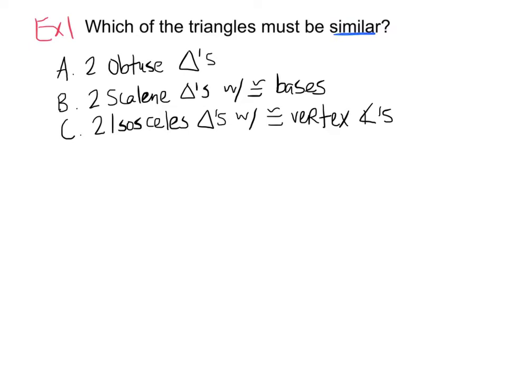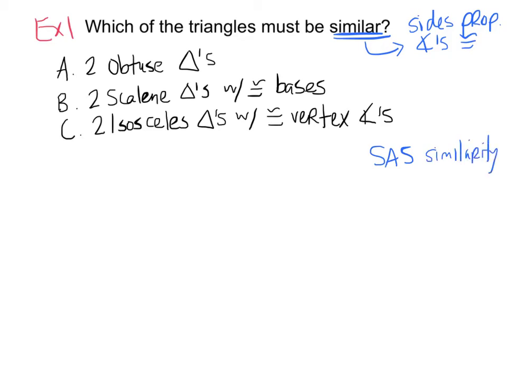I want to remind you that the word similar means that the sides are in proportion, so the sides are proportional, and that the angles are congruent. And there were 3 different ways to prove that triangles were similar. And these similarity proofs were side angle side similarity, side side side similarity, or angle angle similarity. And these were kind of 3 shortcuts to prove that 2 triangles were similar.